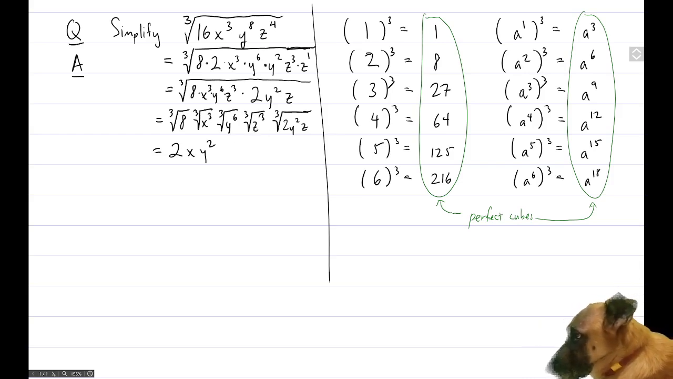And same deal for the cube root of z cubed, that will be z. And then the rest of this stuff, cube root of 2y squared z. Let me make sure that radical is long enough.